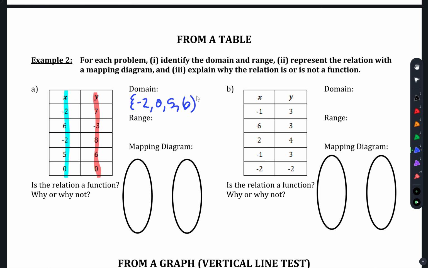Perfect. We're not repeating that -2. We're just writing -2 one time. And then what about my range? Who wants to do range? Chess. Perfect. Oops, I keep doing that.